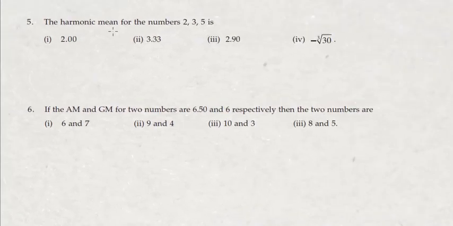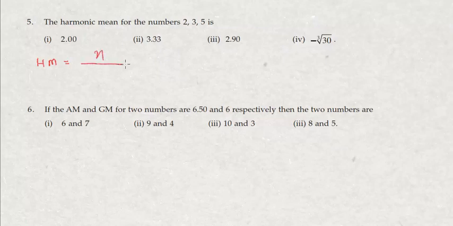The harmonic mean for the numbers 2, 3 and 5 is. Now the formula to find out harmonic mean is n divided by 1 divided by x1 plus 1 divided by x2, and it will run up to 1 divided by xn. So harmonic mean is nothing but the reciprocal of the mean of the reciprocals of the observations. Let us apply this formula in our case. So we have 3 observations here. So here we can say that n is equal to 3.